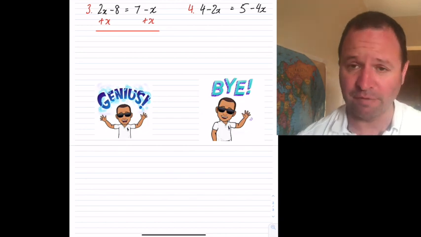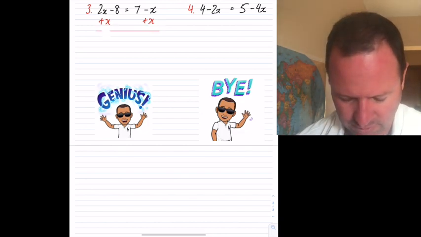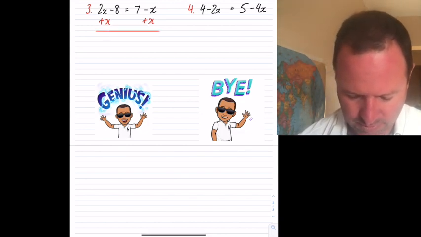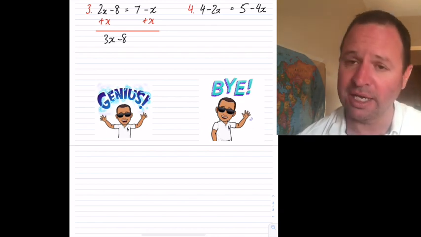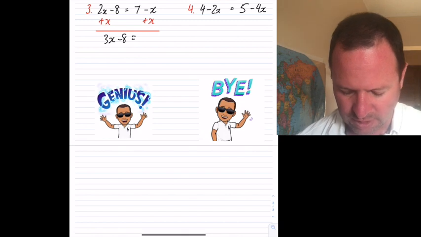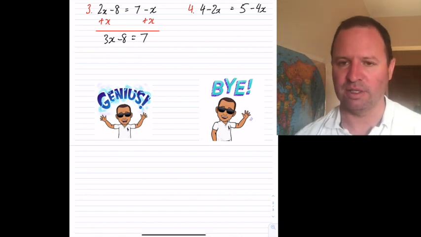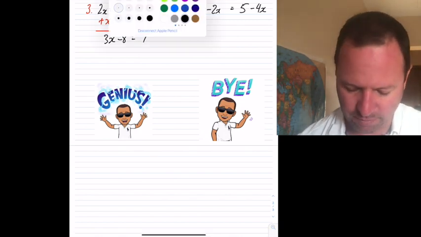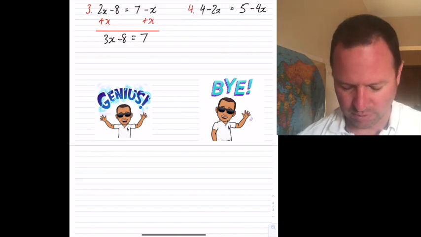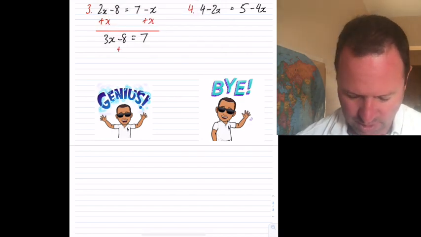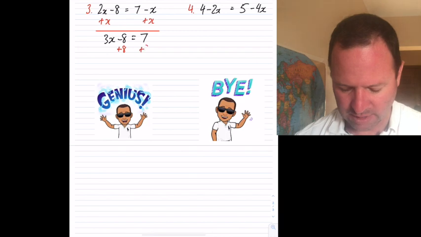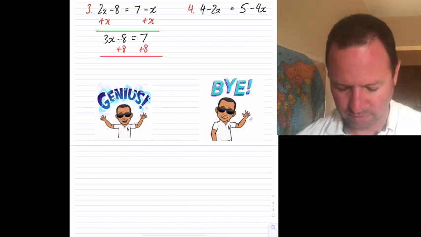On the left-hand side, if I've got 2x and I add an x, I've got 3x. I've still got my negative 8 there, which I'll deal with in a minute, and I've got 7 there. All right, what's furthest away from it at the moment? I've got a -8 there. What's the opposite of that? It's +8. So I'm going to add 8 to both sides.